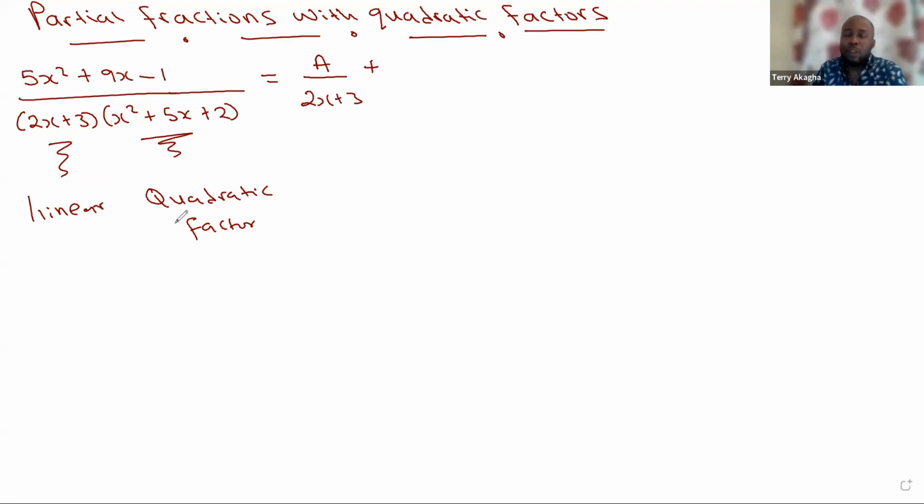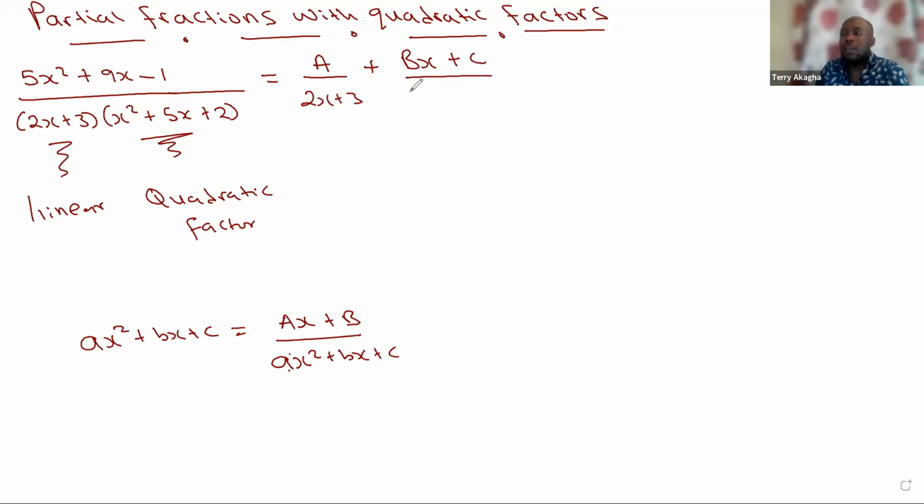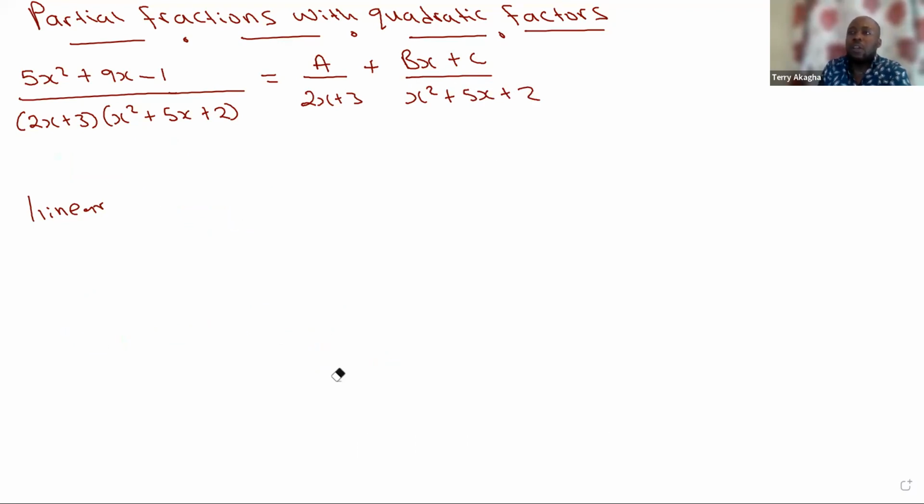Now for the quadratic factor, I told you that for a quadratic factor ax squared plus bx plus c, it is ax plus b over the quadratic factor. Do you remember that? So you will use the ax plus b here. Is that making sense? So the same thing, it's a quadratic factor. So this is going to be bx plus c divided by x squared plus 5x plus 2. Then that is that for that. Then we'll apply the same rules.